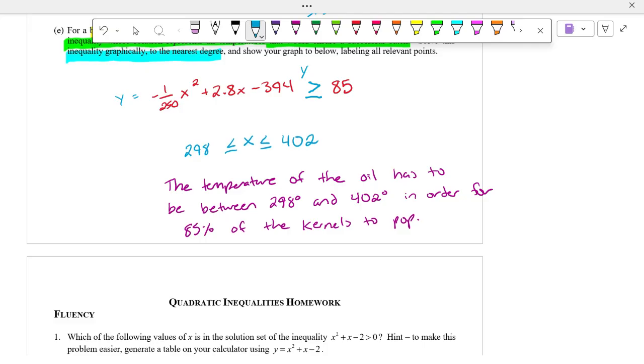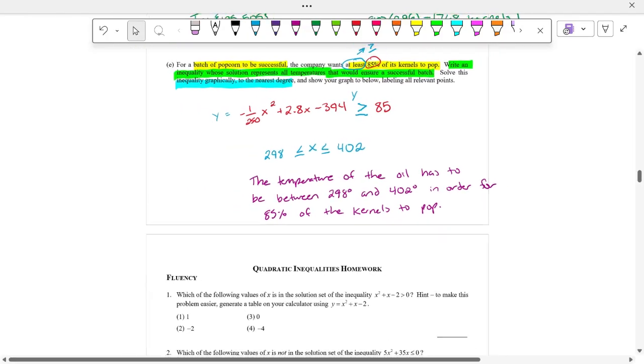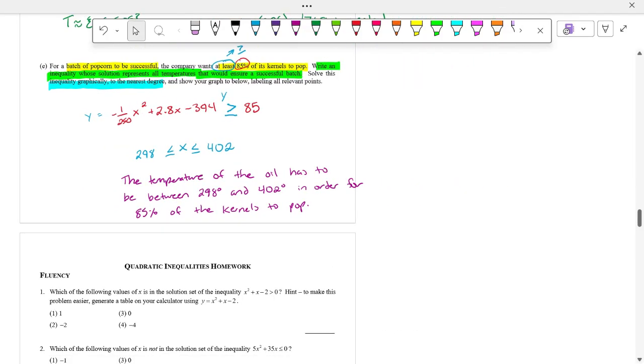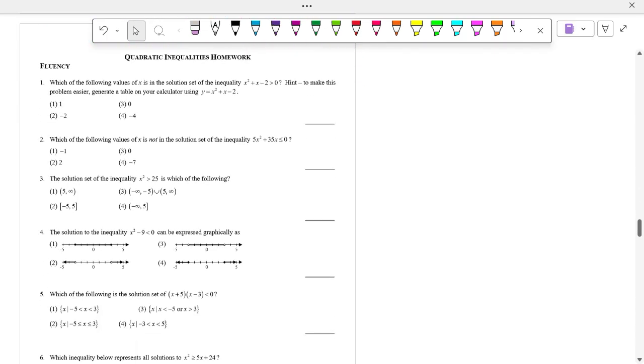All right, so your homework for tonight is pages 11 through 13. So you're finishing up the packets. You got a solid 15 minutes to get started on it.